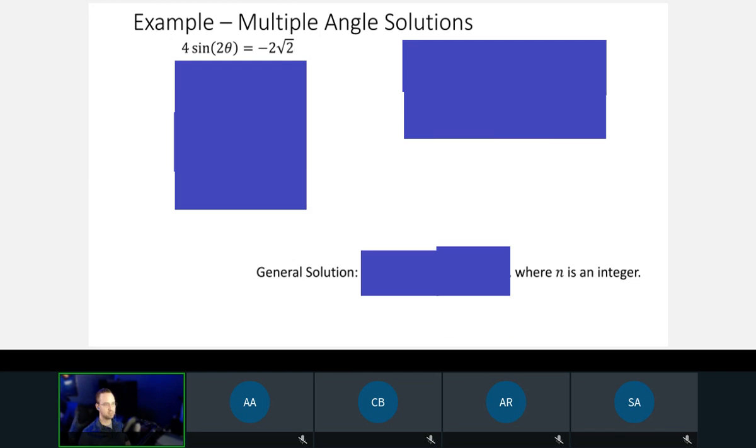All right, last two problems. Let's do this one together because this one's different. We have sine of 2 theta, so this is going to be different. What's our first step in this problem?